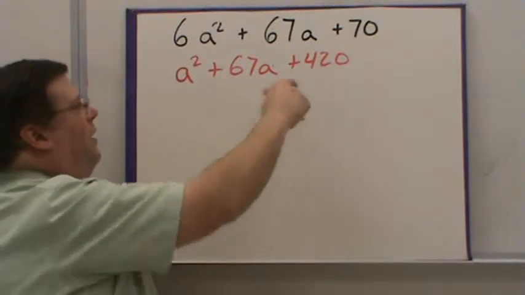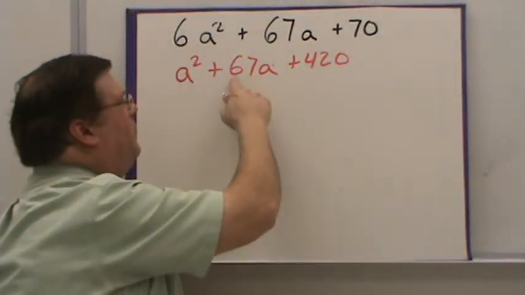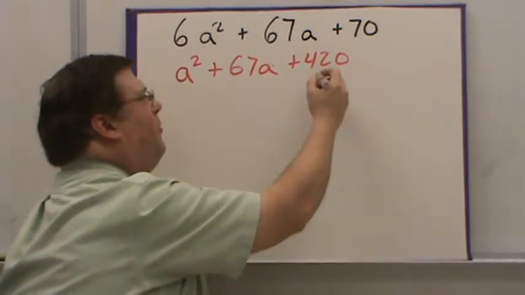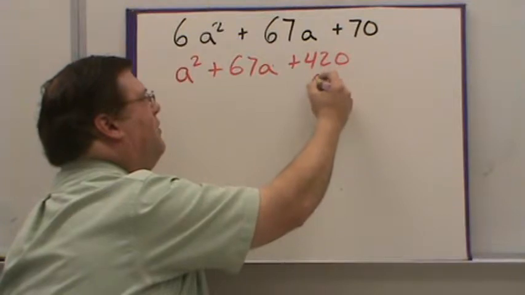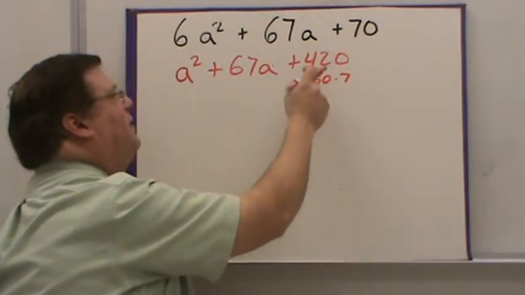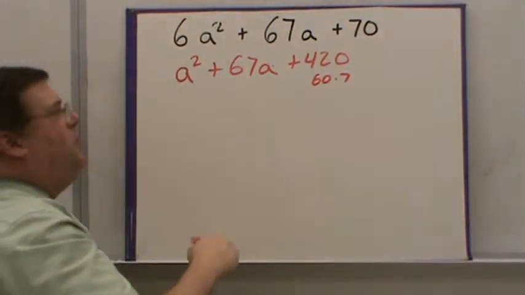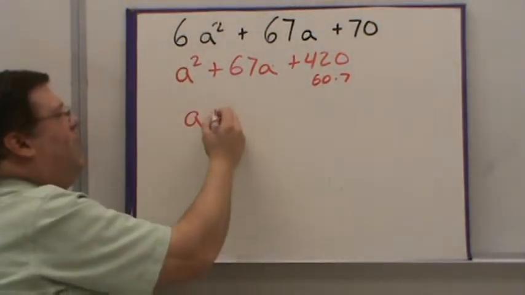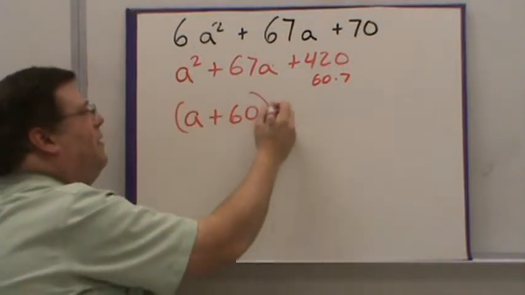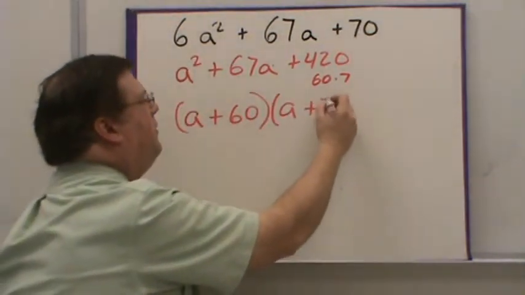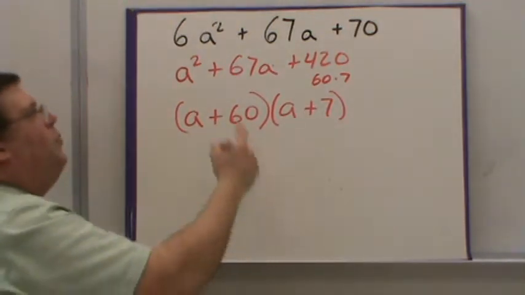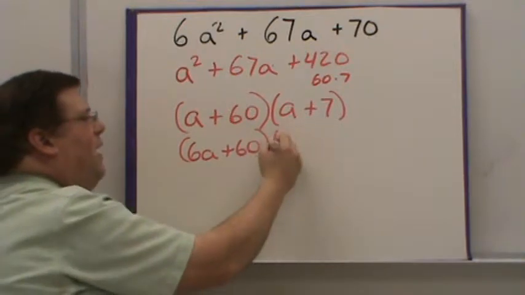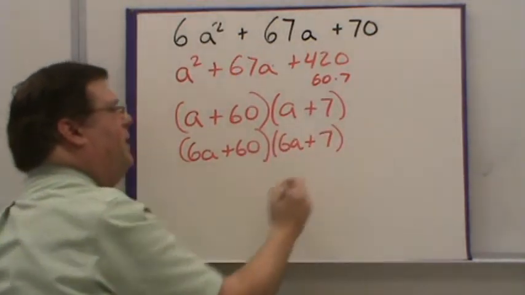Now, I know 6 times 7 is 42, and I'm seeing 67 here. So I'm thinking the factors here are probably going to be 60 times 7. And 60 times 7 does give me 420, and 60 plus 7 does give me 67. So I get a plus 60 and a plus 7. Bring the a back in, I get 6a plus 60 and 6a plus 7.